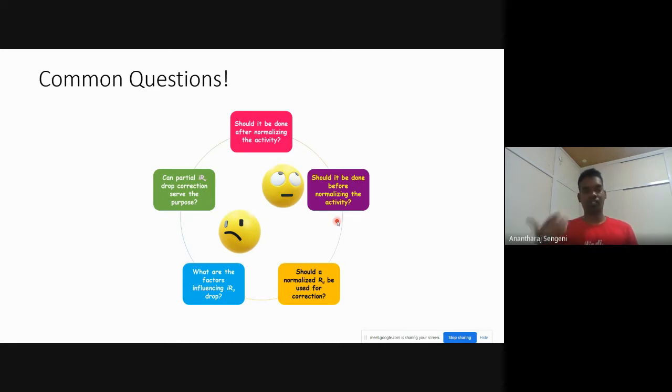If you see the percentage of IR compensation in published literature, you would come across varying values from 80 to 95%, and it is also common to see 100% IR compensation. So which is correct, 80 to 95% or 100%? How does it vary, and can these partial IR drop compensations serve the purpose for which we are intending to perform IR drop compensation? So these are the questions commonly asked by people who were in connection with me and who wanted to get some clarification.